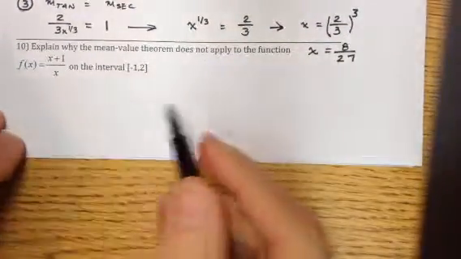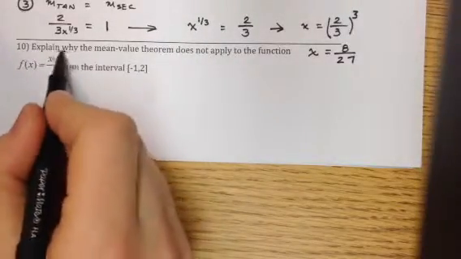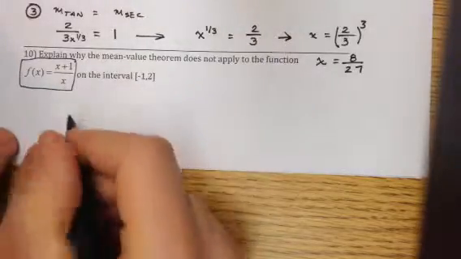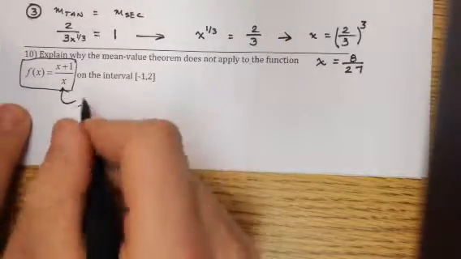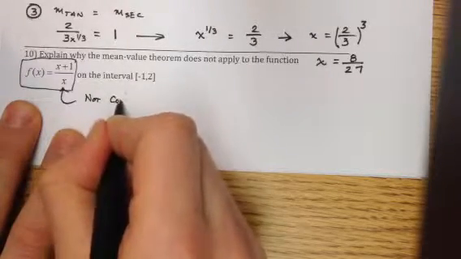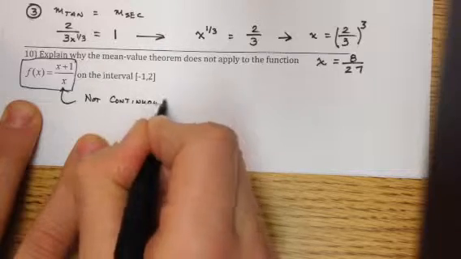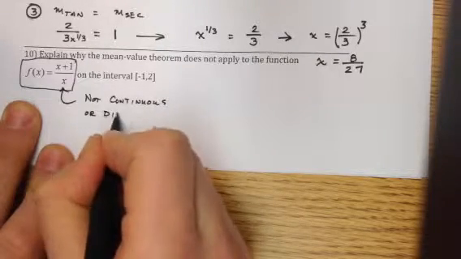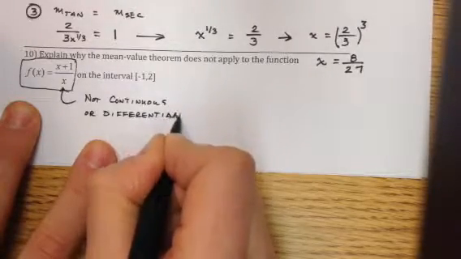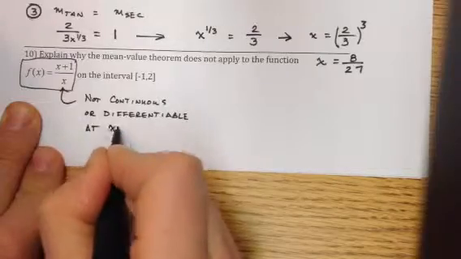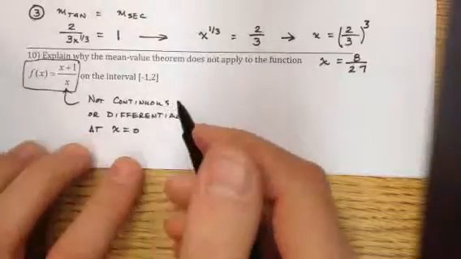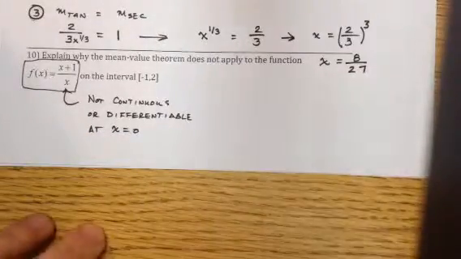Problem 10 says, explain why the mean value theorem does not apply for this function on the interval from -1 to 2. And so you look at this function and you say, oh, okay, well, it's not defined at 0, so it's not going to be continuous there either. Or differentiable. And therefore it violates the conditions, which means that it doesn't necessarily need to meet the conclusion.